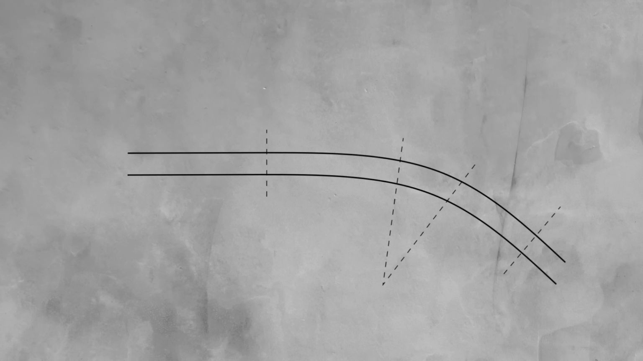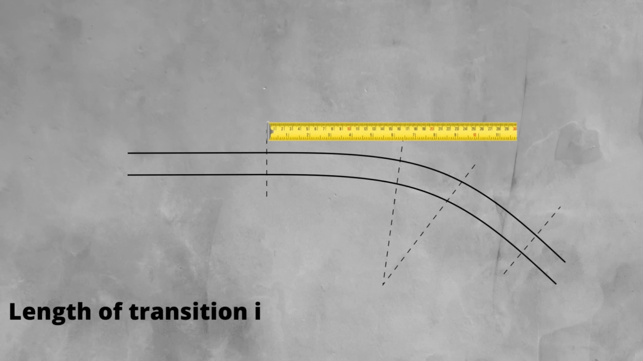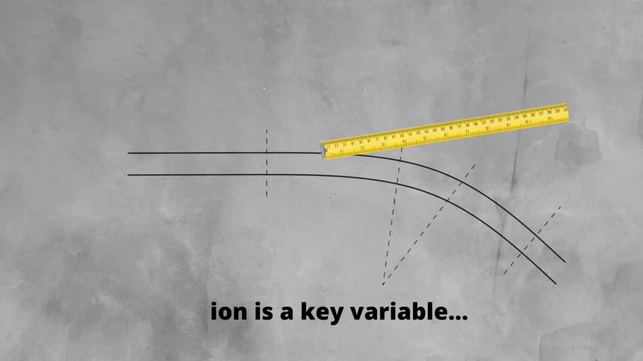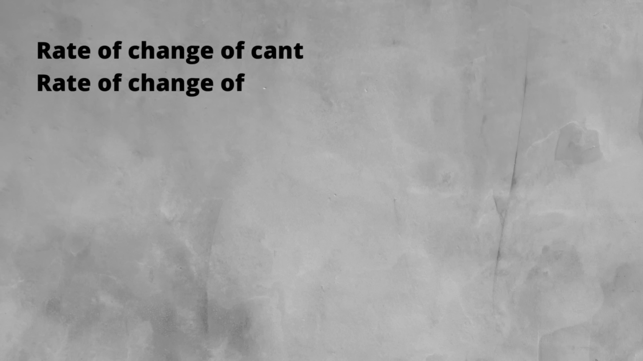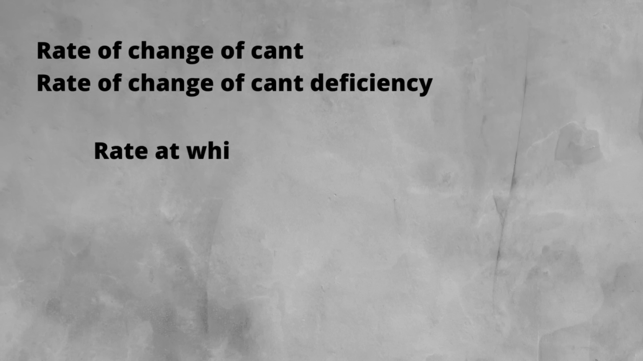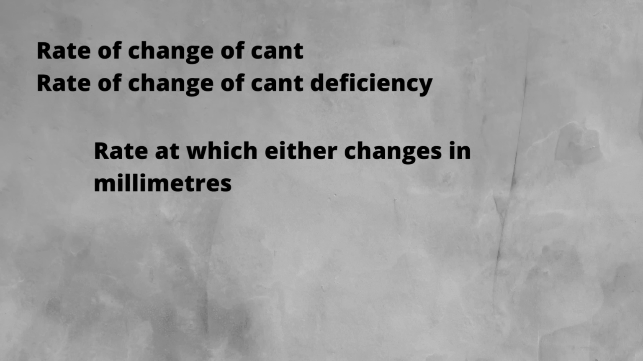A key property of any transition curve is its length, given that it is over this distance that the changes in radius and cant are made. This in turn brings us to two new terms that will be main aspects of transition curve design. These terms are the rates of change of cant and cant deficiency. These are the rates at which cant, or cant deficiency, increase or decrease, in millimeters per second of travel, and therefore are related to the maximum speed of trains on that section of track.